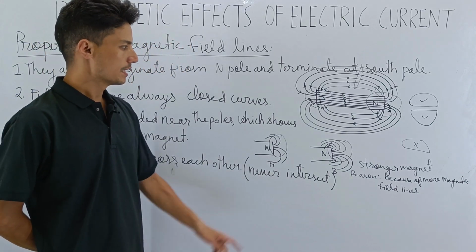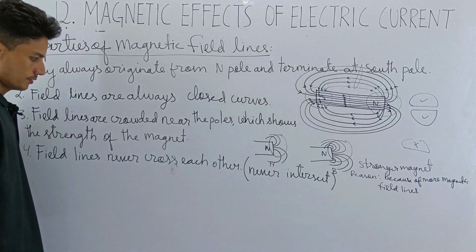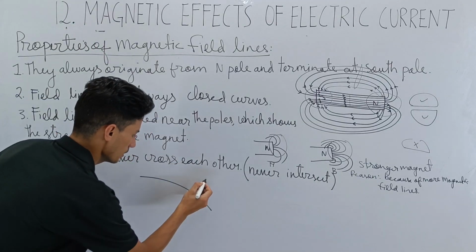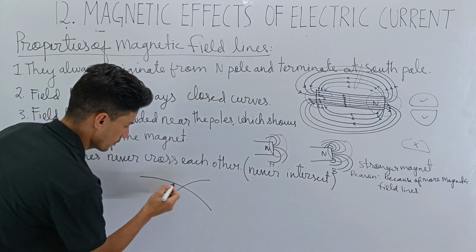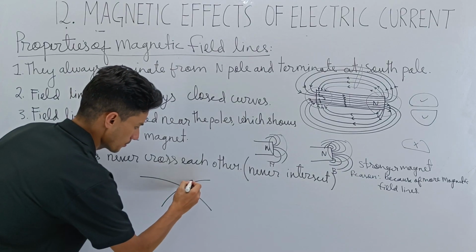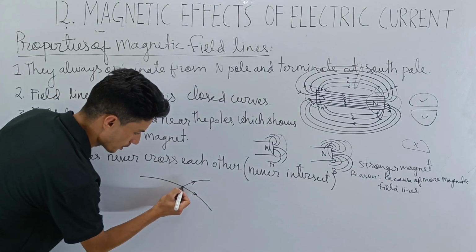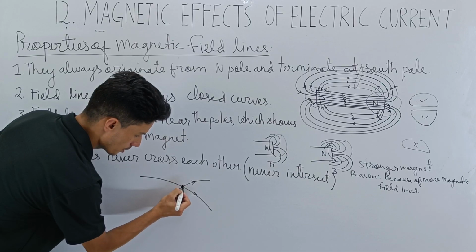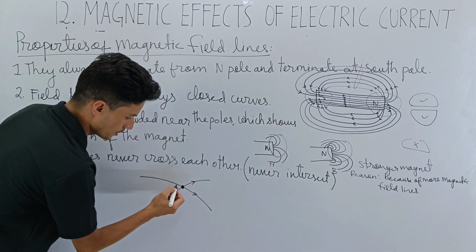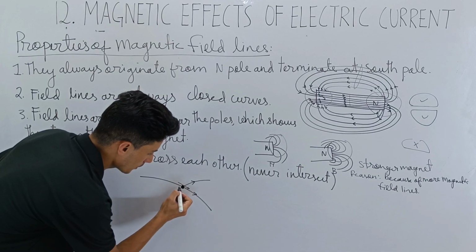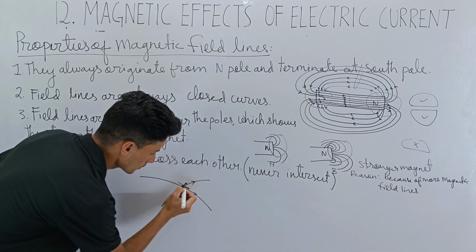What is the meaning of this? It means, if two field lines intersect, what will happen? So this is one magnetic field line, and this is another magnetic field line, and they are intersecting. At this point of intersection, look at this point. This point has got two directions. One direction is this one, and the other direction is this one.